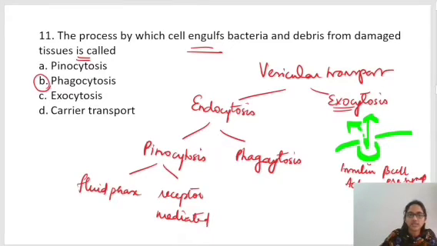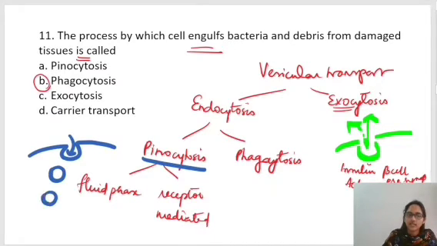What is pinocytosis? It is nothing but cell drinking. Some amount of extracellular fluid is constantly being taken up inside the cell. So what will happen? It will form a vesicle-like opening in the plasma membrane wherein the contents are taken in and transported inside the cell. So here, if it is fluid phase, it is non-selective. If it is receptor mediated, let me tell you.